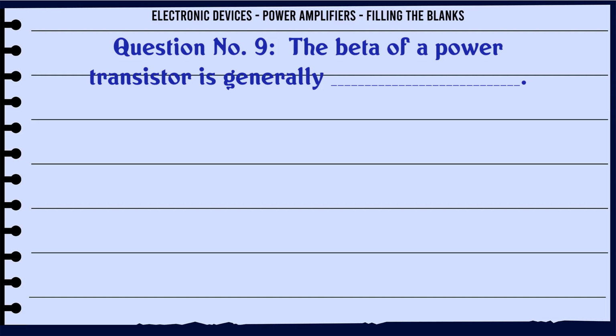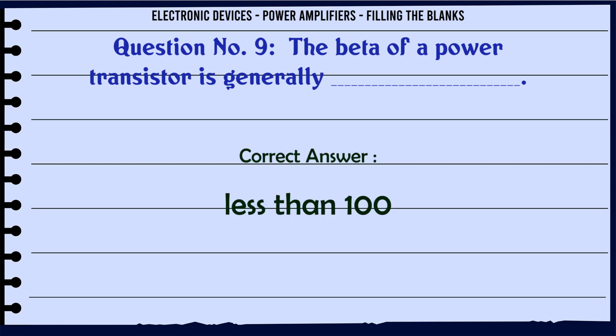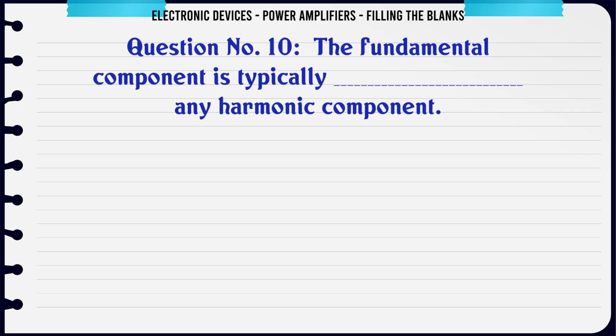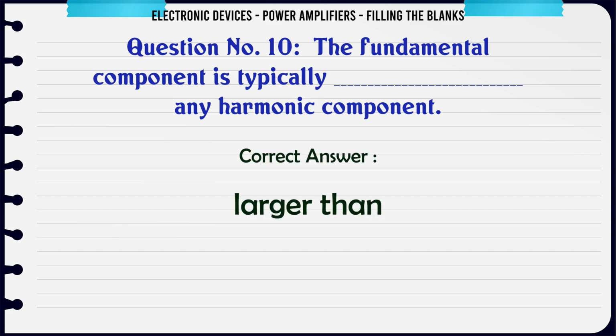The beta of a power transistor is generally: A: more than 200, B: 100 to 200, C: less than 100, D: 0. The correct answer is less than 100. The fundamental component is typically any harmonic component: A: larger than, B: the same as, C: smaller than, D: none of the above. The correct answer is larger than.